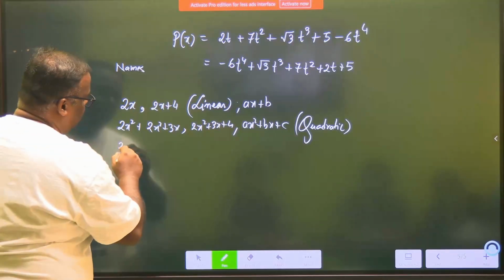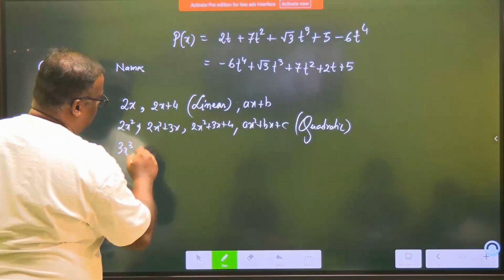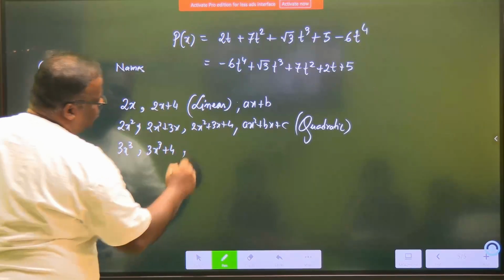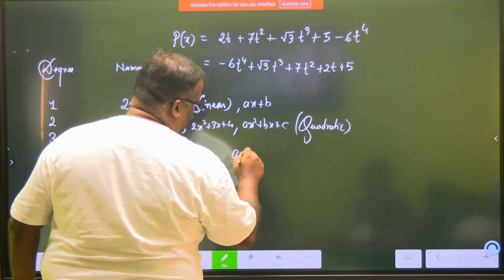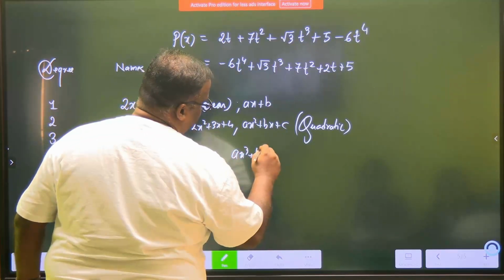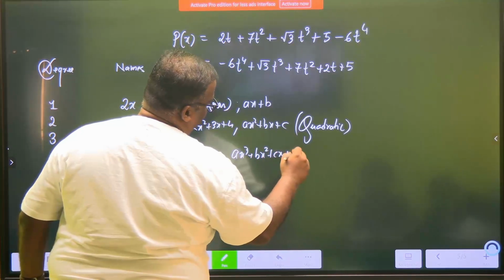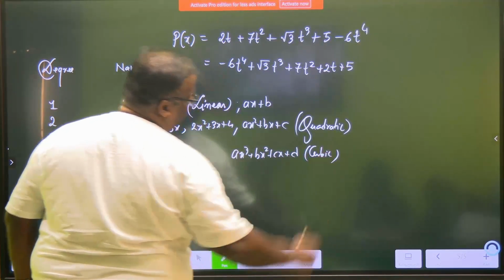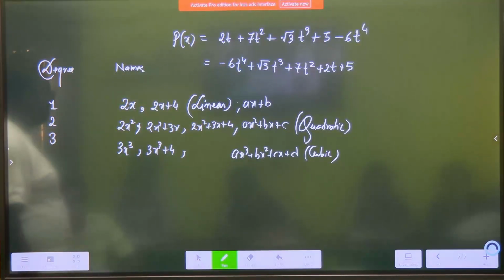In 3, I can have 3x cube. I can have 3x cube plus 4. So in standard form, I can write ax cube plus bx square plus cx plus d. And this will be known as a cubic polynomial.